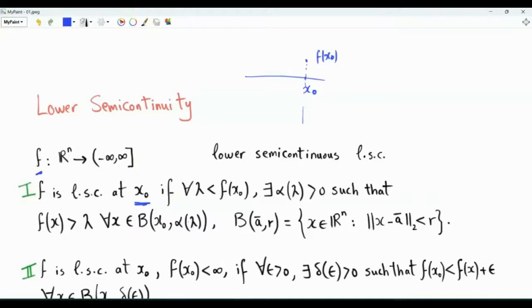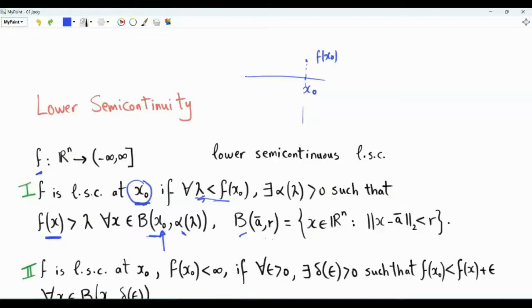So this means that if f of x0 is greater than lambda at a point, then f of x is greater than lambda in a neighborhood of that point. This is simply what this definition means. Again, if f of x0 is strictly greater than lambda at the point x0, then there is a neighborhood, there is a ball with center x0 and radius alpha that will depend on lambda, such that for every x in this ball, we have the inequality satisfied at x0 satisfied at every x in the ball. So f of x is greater than lambda for every x in this ball.